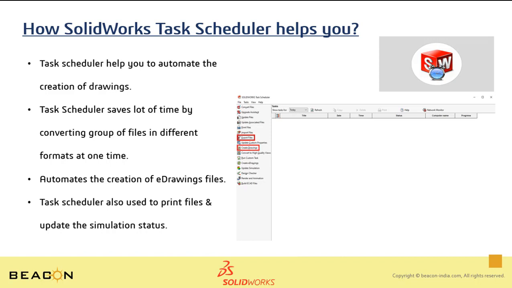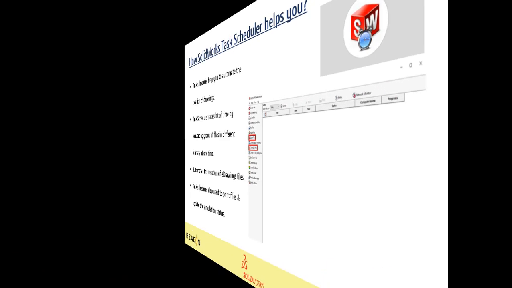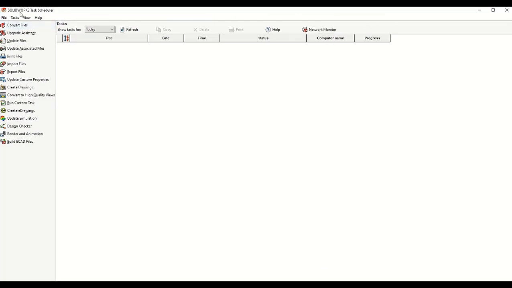So today we are going to see the create drawings and export files options in the Task Scheduler application so that we can create and convert a folder of SolidWorks drawings to PDF or DXF very easily. Here we go. I will open the SolidWorks Task Scheduler application.